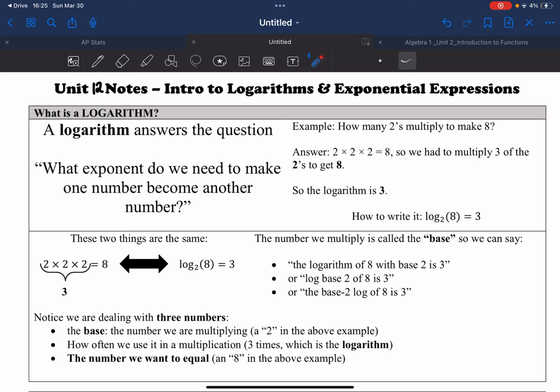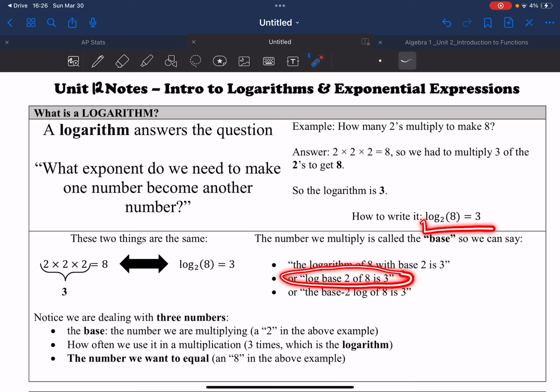The number we multiply is called the base, so we can say the logarithm of 8 with base 2 is 3, or log base 2 of 8 is 3, or the base 2 log of 8 is 3. This is the way that I'm going to be referring to it. Log base 2 of 8 is equal to 3. That's how we would say this here.